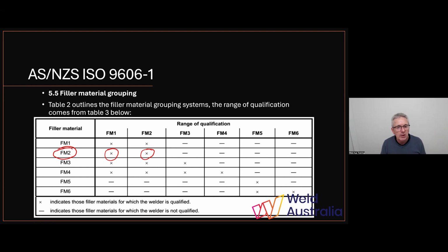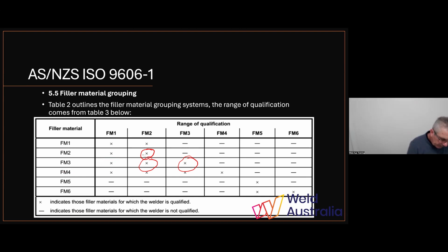So what you'll see on your document is your designation will say FM1, but your range of qualification might be missing FM2. Let's say you did it in FM3, means you're covered naturally for FM3, but also 2 and 1 without any requalification. It means that the range of qualification now covers you for those material groupings. All right. So this is why your range of qualification is quite broad and gives a much bigger bang for your buck when you're looking at this standard.